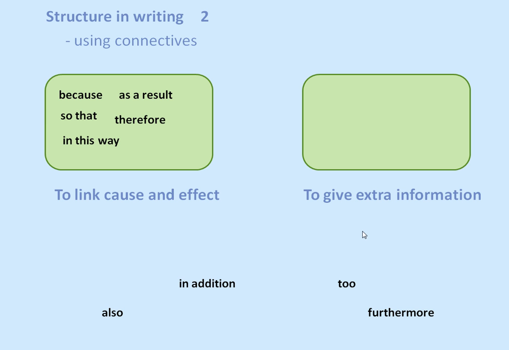On the other hand, we can use connectives to indicate to the reader that we're just adding additional information to a point that we have just made. So we may just use a small word like also or too. When we're writing a bit more formally, we might use words like in addition and furthermore, but they all have the same effect of showing that we're adding additional information to the text.